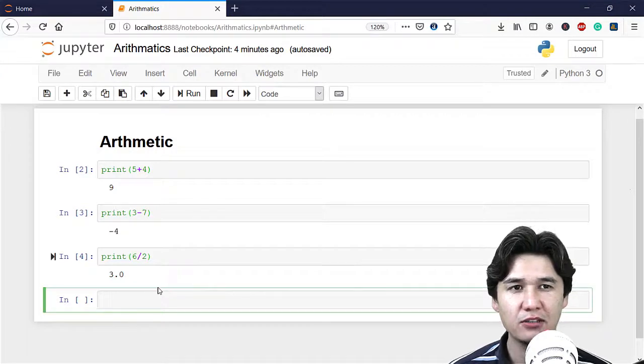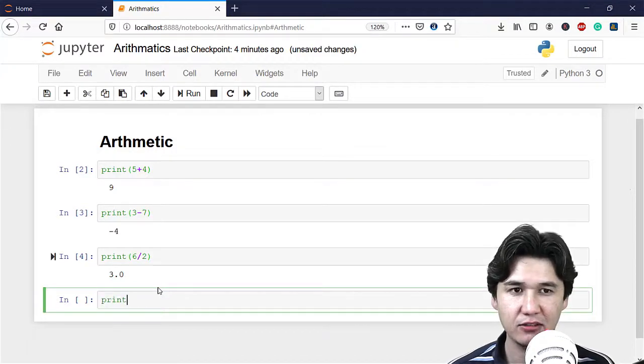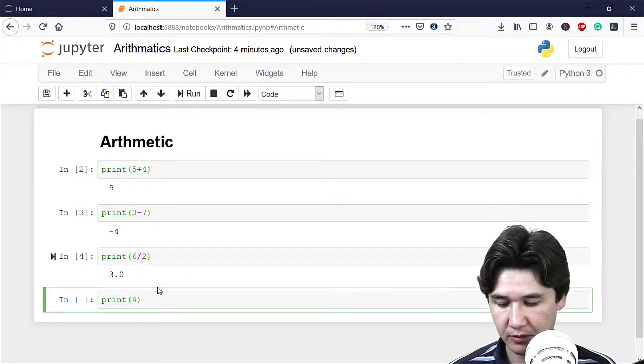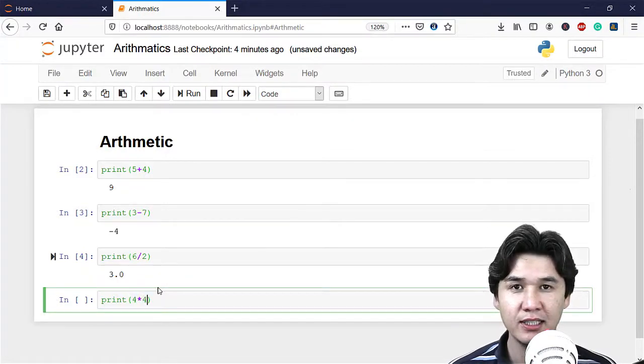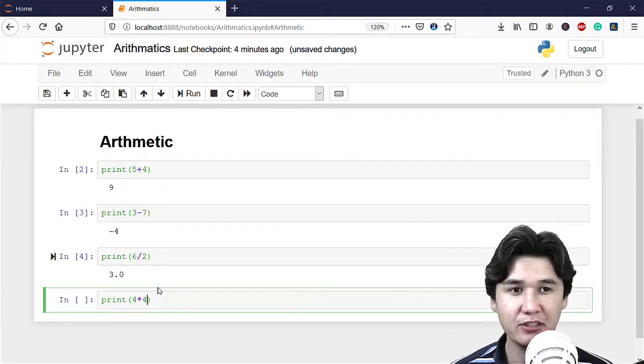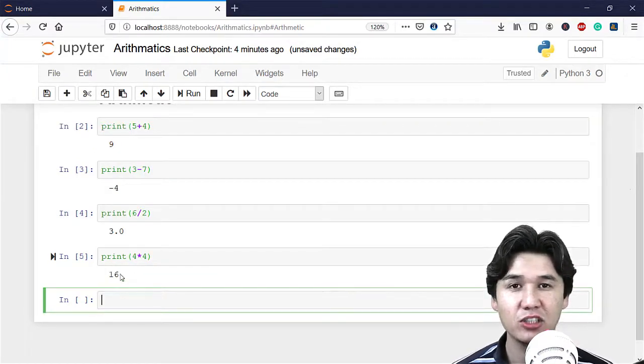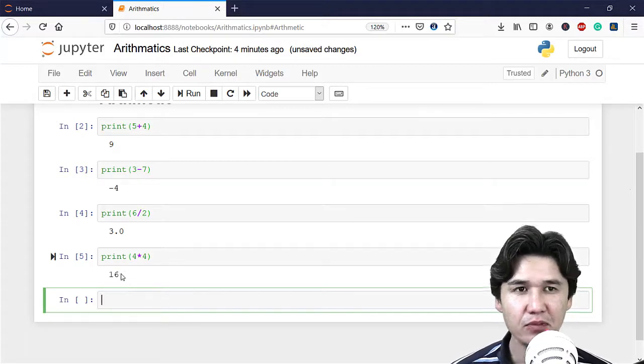Now if you want to multiply, then for multiplication you are going to use the star sign, for example 4 star 4, it means 4 times 4, and we are going to get 16. These are some basic mathematical operations which we are doing right now.